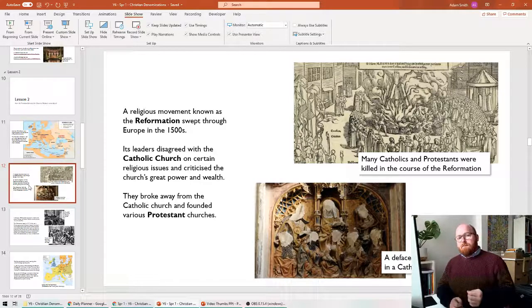The leaders of the Reformation disagreed with the Catholic Church on certain religious issues. Specifically, they disagreed with something called indulgences. And this is where you could go to your local Catholic church, give them a huge pile of money, and the priest would say, okay, now you get into heaven, or at least you get to skip the stage of purgatory, which is in between, sort of a waiting room before you get into heaven.